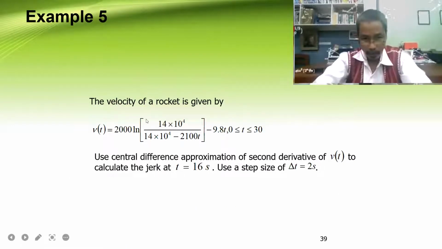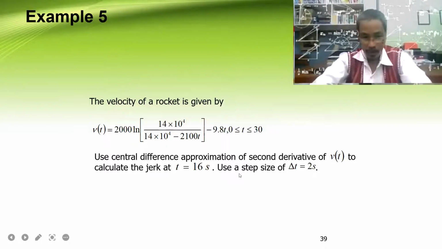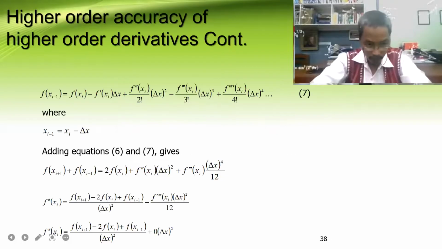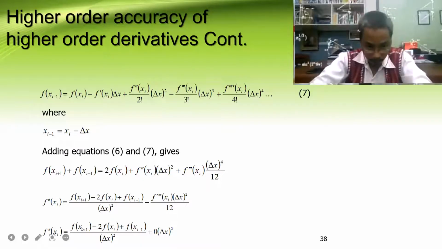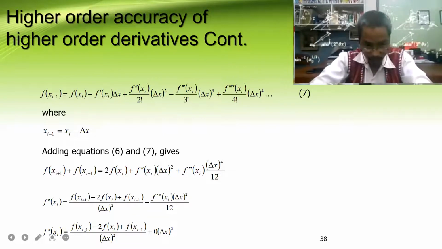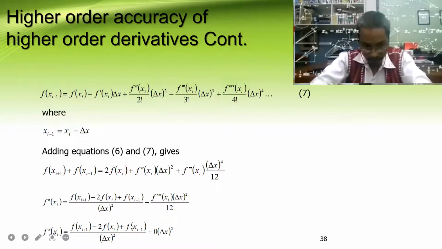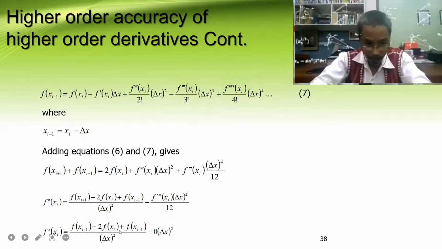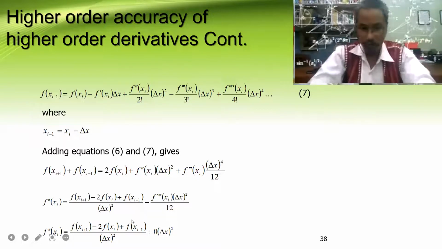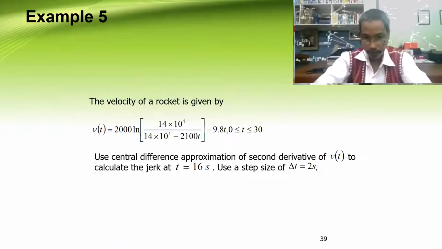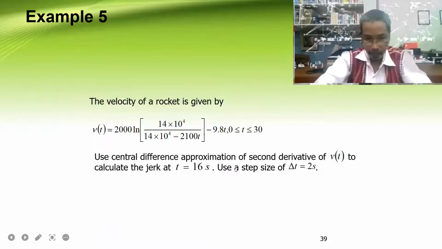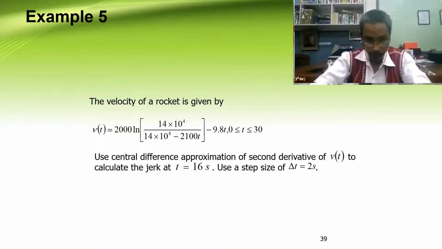The same equation, use the central difference this time. Take note of the formula using the central difference. This is the formula for the central difference: f(x_i+1) minus 2 f(x_i) plus f(x_i-1), divided by delta x squared. Let us use that, with the same data given by the problem.